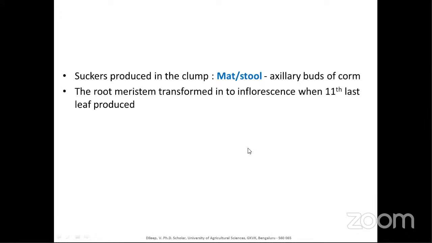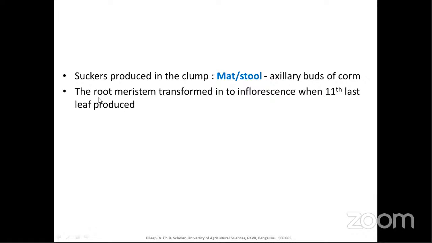And so, moving forward, suckers are produced in clumps, okay? So when they are produced in clumps, you will observe that many suckers will be residing at only one place. That portion is known as the mat or stool, okay? They are actually axillary buds of rhizomes. And the root meristem is transferred into inflorescence when the 11th last leaf is produced. So this is one of the important things.